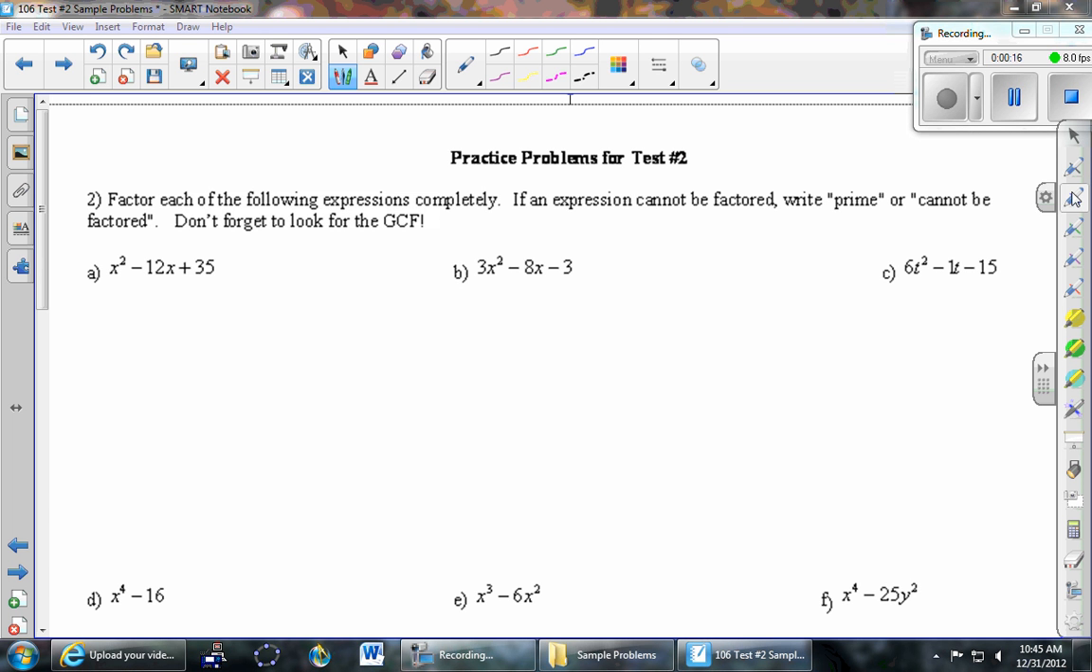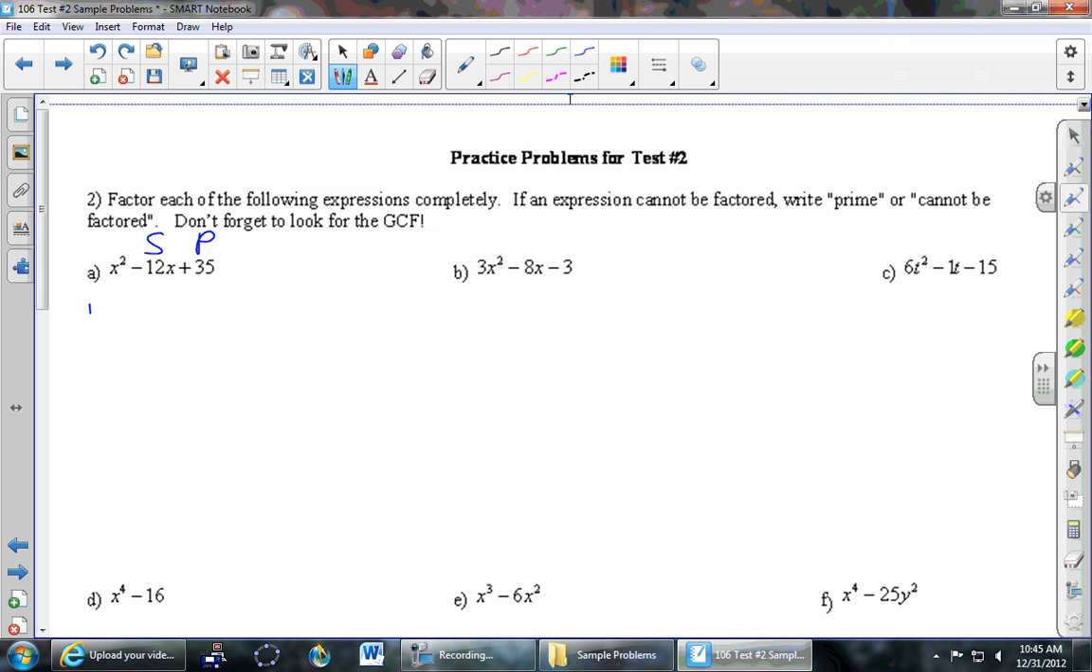Part A, x squared minus 12x plus 35. So this is in our normal form where we can think about P and S. We want the product to be 35, the sum to be negative 12. If you haven't done this one yet, pause the video here and see if you can find the two numbers. So the two numbers in this case, what are we looking for? So 35 is 7 times 5, both negatives to get us that negative 12 in the middle.